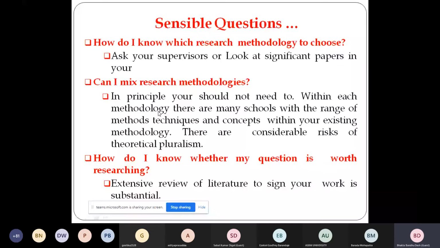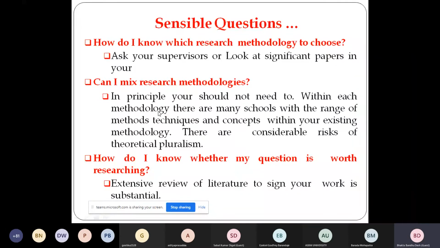Then the third one: how do I know whether my question is worth researching or not? Whenever you establish a research question out of a content area, and you establish the rationale of the study, you must ask how your research questions are really pertinent, how they can really establish the truth, and how they can provide a new insight to other researchers, so that other researchers will be attracted to catch your thread and move it forward. These are the three basic questions a researcher always encompasses.